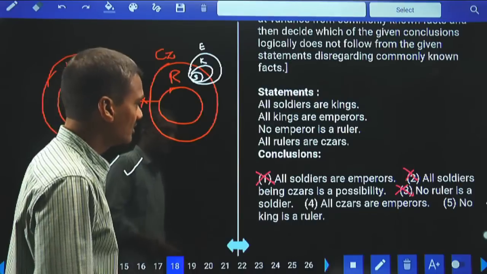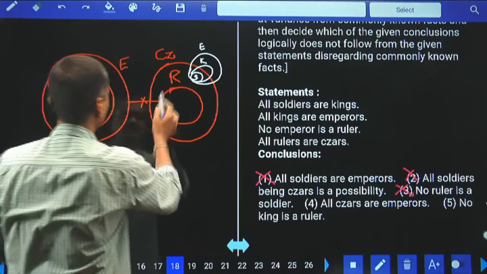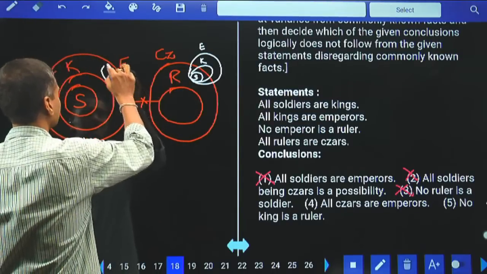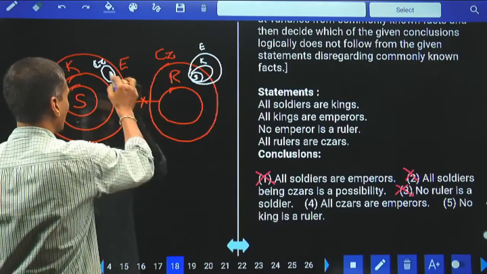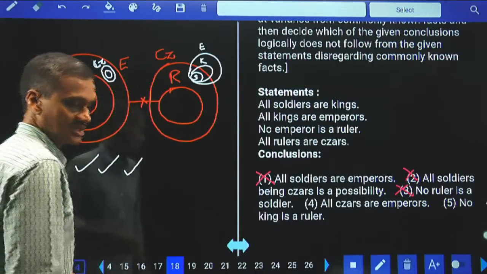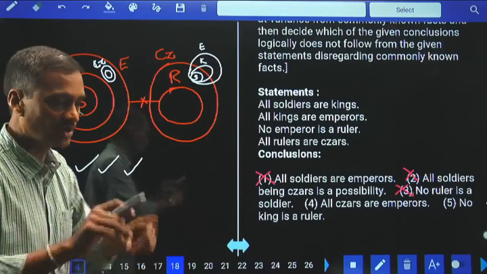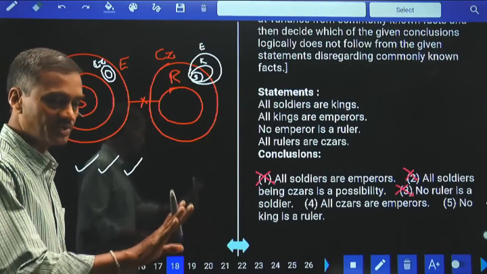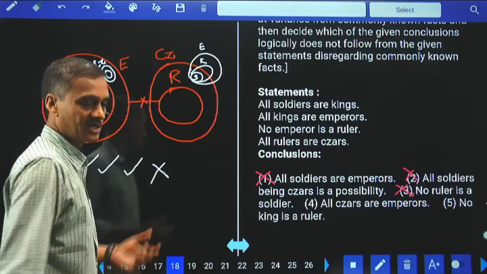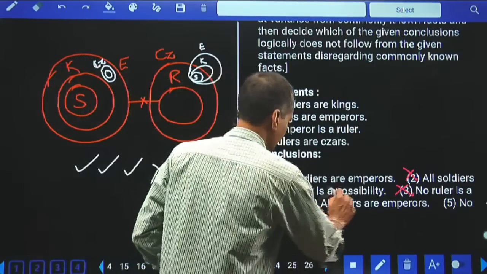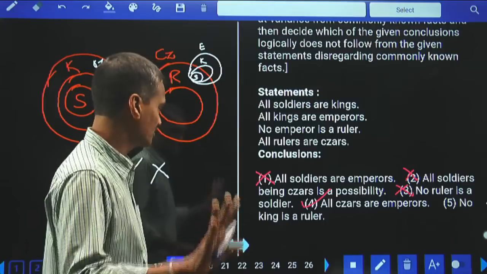Then coming to the fourth, all czars are emperors. This entire czar must be emperor, which means czar must be drawn like this. If I bring my czar like this, what happens here? All rulers are czar, so ruler must be inside. Then the statement no ruler is an emperor will be false. A statement should never be false, isn't it? Hence the fourth one cannot be true. As it cannot be true even once, we are 100% sure that it is 100% false. Then what is your answer? Choice 4, question 18.